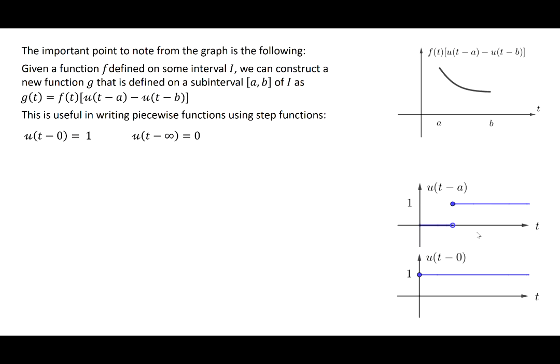Isn't that cool? So u of t minus 0 and u of t minus infinity are special cases of just 1 and 0. That's it. We'll need all of that. Look at this piecewise function.